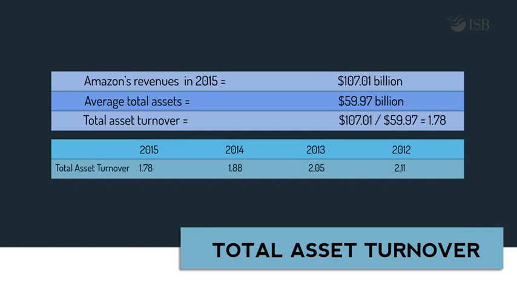However, the drop in total asset turnover may be indicative of Amazon investing in more assets with an eye towards future growth. These long-term investments in assets may reduce total asset turnover in the short term. The average total assets have actually doubled over the last 4 years, and so the decrease in total asset turnover may not be indicative of Amazon's worsening efficiency.